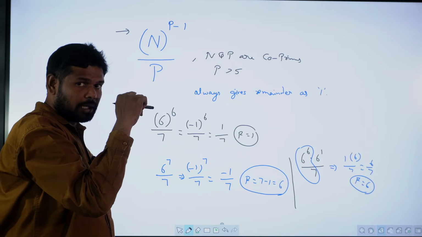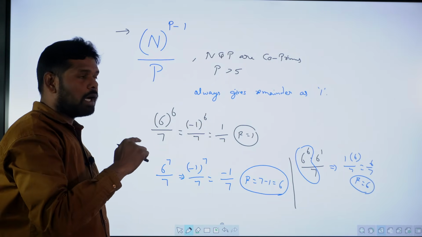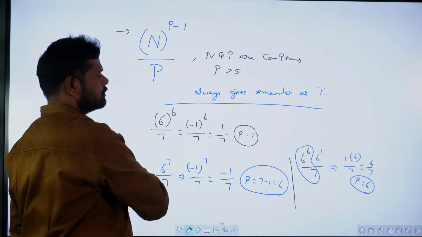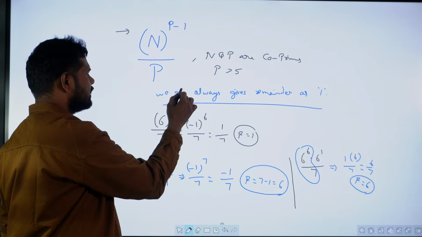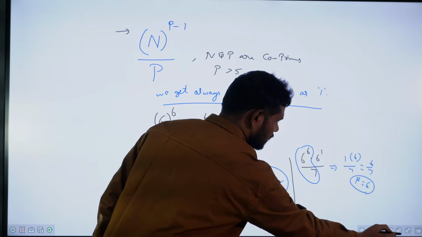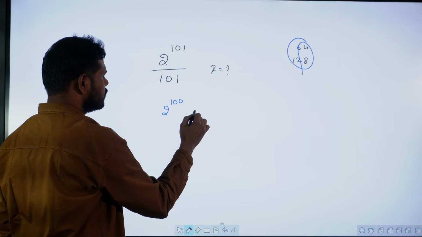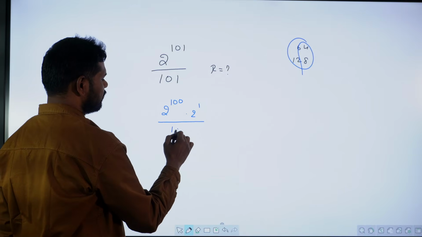Is 101 a prime number or not? Prime number. If the power is p minus 1, we know we always get remainder 1. We always get remainder 1 in this type of format. So simply apply that: 2 power 100 into 2 power 1 divided by 101.